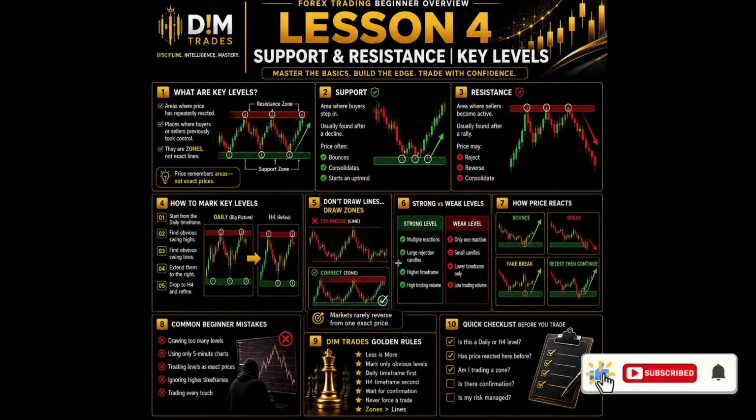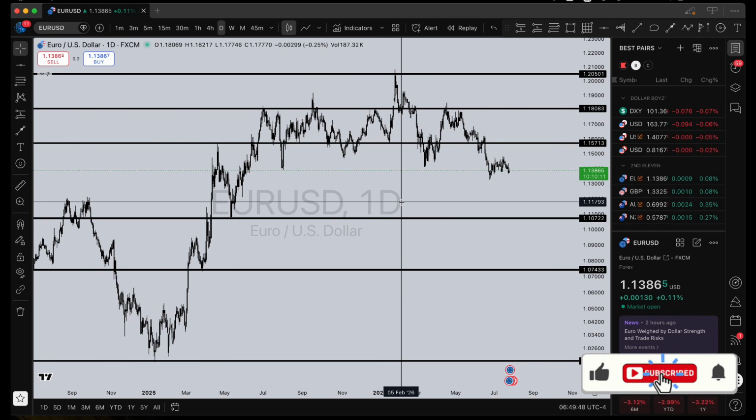We said multiple reactions around that level, large rejection candles, is on the higher time frame and has high trading volume around it. When your key level just has few reactions or just one touch, it's not a strong key level. Now let's look at examples here.